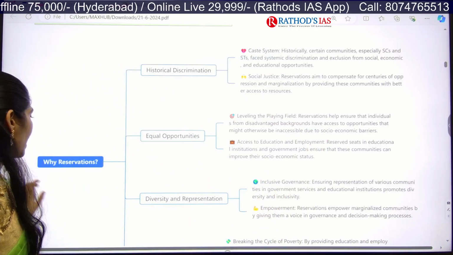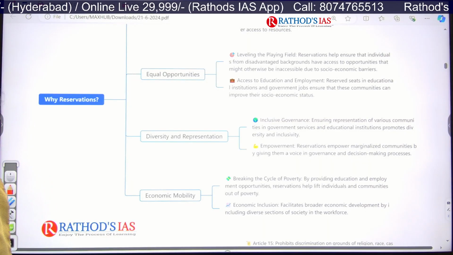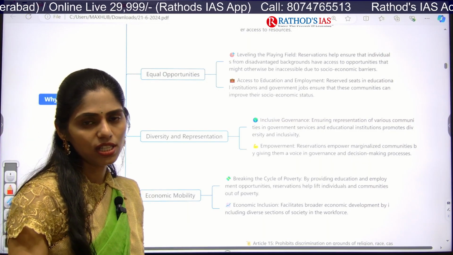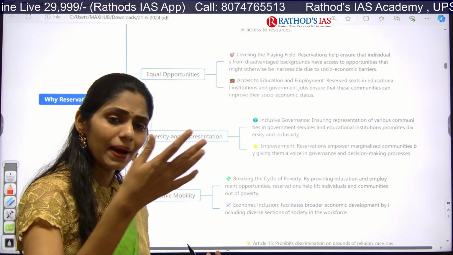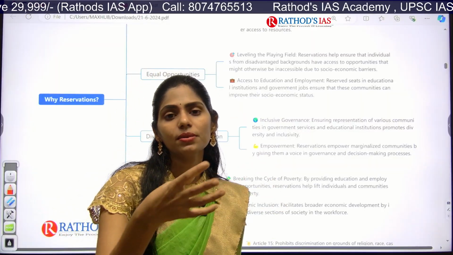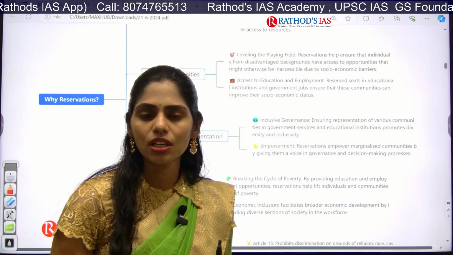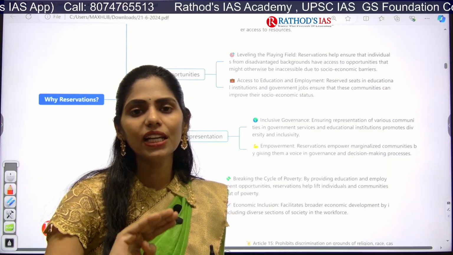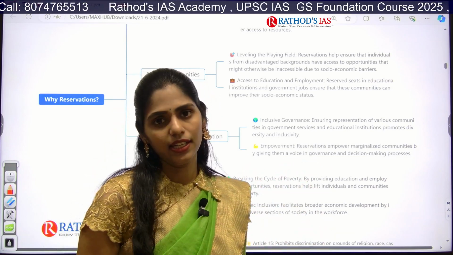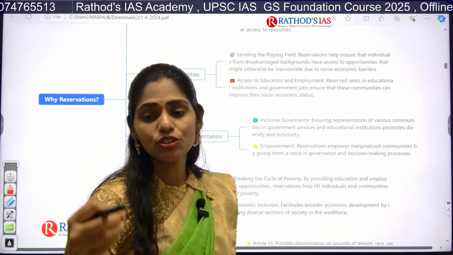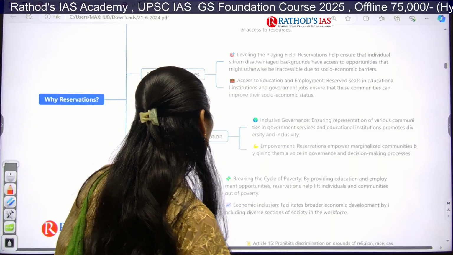And next one is diversity and representation, especially in our governance, that is, among the people in the governance process. Yes, these people are also part of our society, right? They also have problems. So if these people are not represented properly in the governance system, there will be no one dealing with those people's problems. Because of this, for the welfare state, we need representation from these people also, so that their problems can be heard.